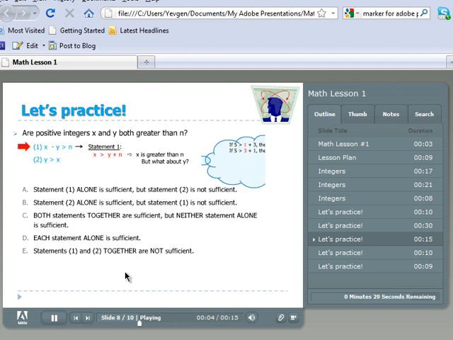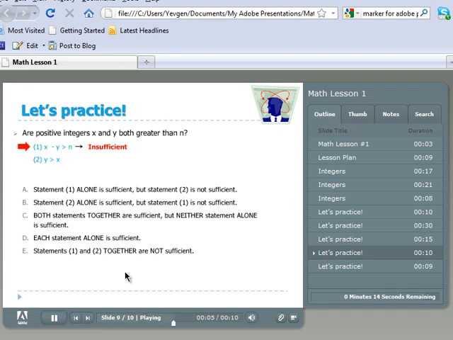For example, 5 is greater than 1 plus 3. Here n is greater than y. But 5 is greater than 3 plus 1. Here n is smaller than y. Since we cannot determine whether y is greater than n, statement 1 alone is not sufficient. We can therefore eliminate choices A and D.